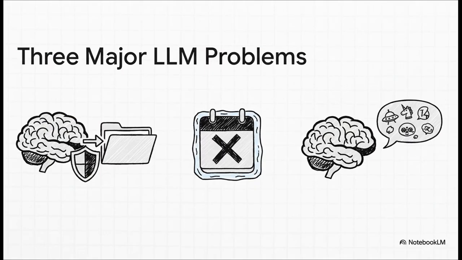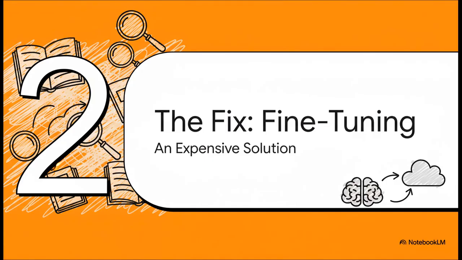So this memory-only system creates 3 massive problems. First, the LLM has zero clue about your private stuff, your company's internal documents, your personal notes, because it never saw them during training. Second, its knowledge is basically frozen in time. It doesn't know what happened yesterday, let alone 5 minutes ago. And third, and this is the big one, it can hallucinate. Because it's just predicting the next most likely word, it can confidently just make stuff up when it doesn't actually know the answer.